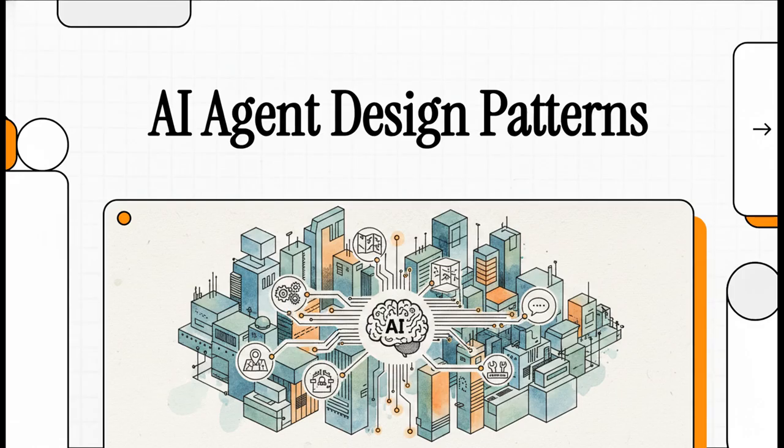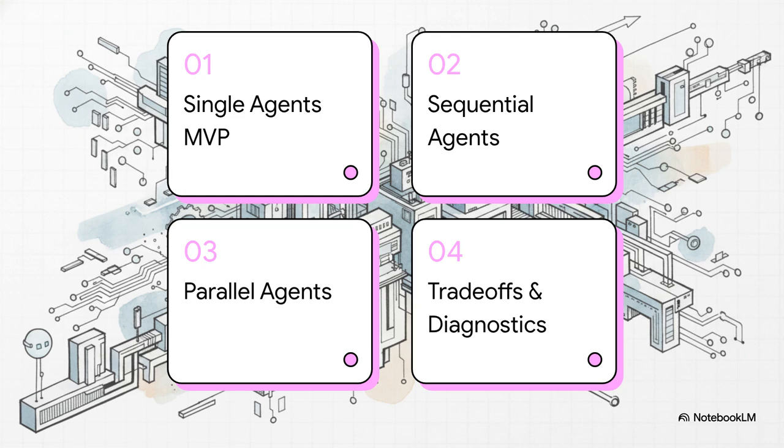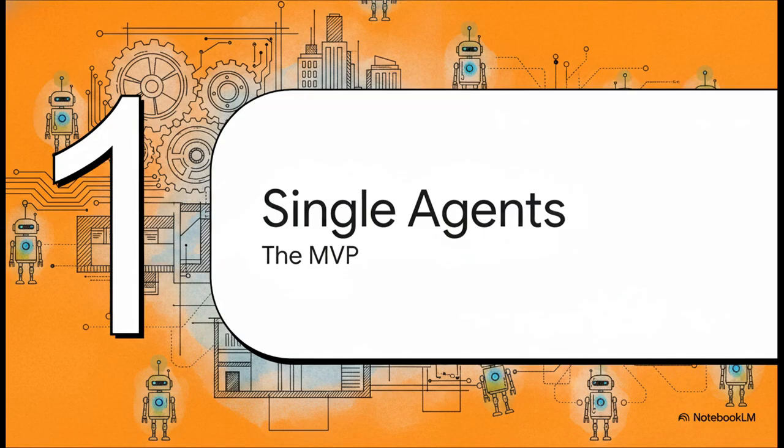Okay, let's dive right into this. Here is our sprint plan for today. We'll start with single agents and building the MVP. Then we'll move to sequential agents for production reliability. After that, parallel agents to optimize our latency. And finally, we'll wrap up with trade-offs and troubleshooting. All right, let's kick things off with Section 1, Single Agents, our MVP.